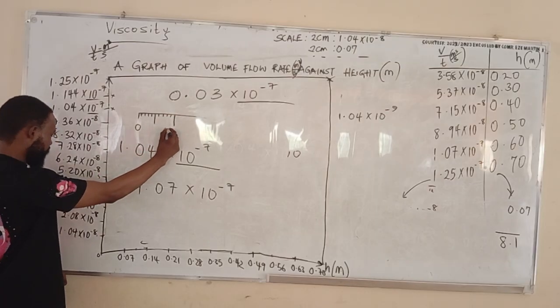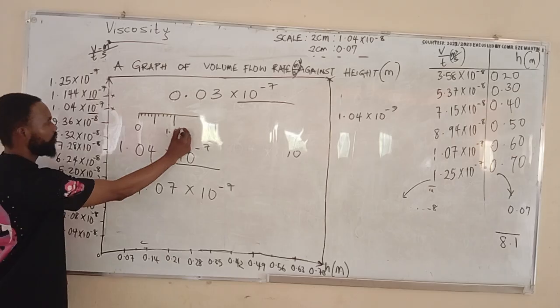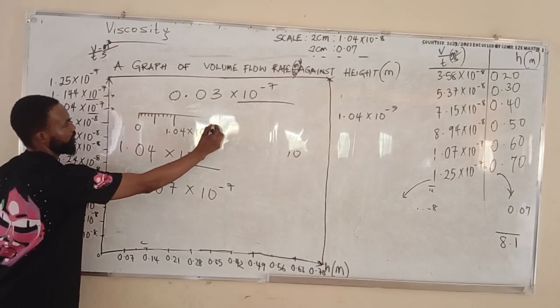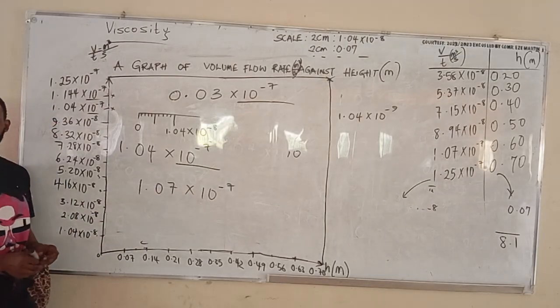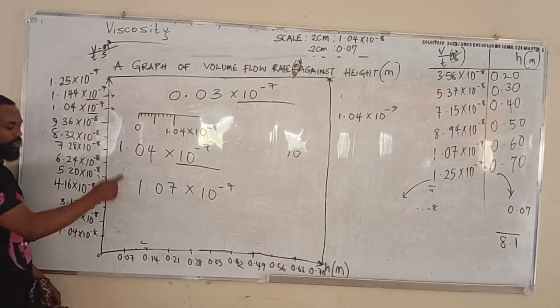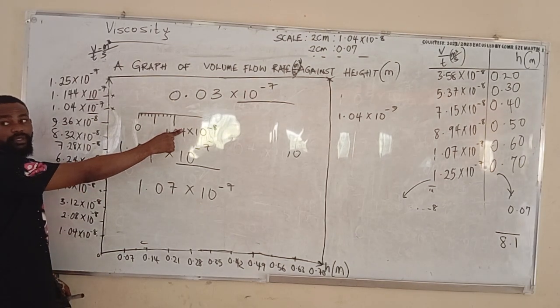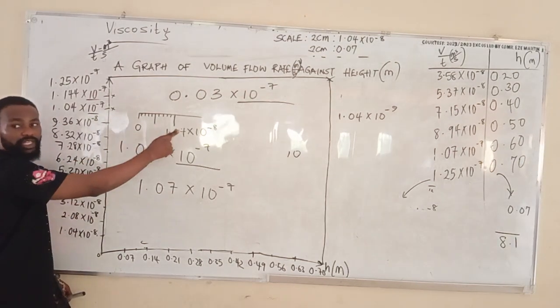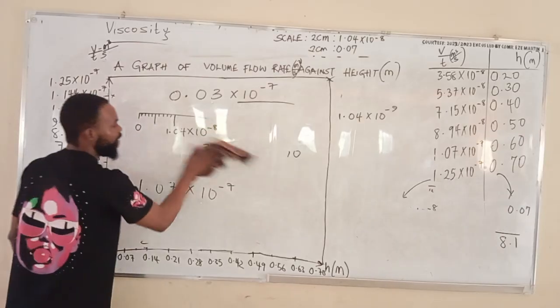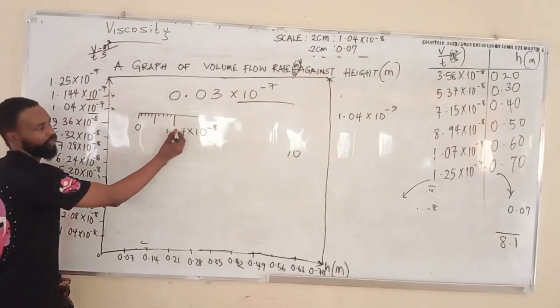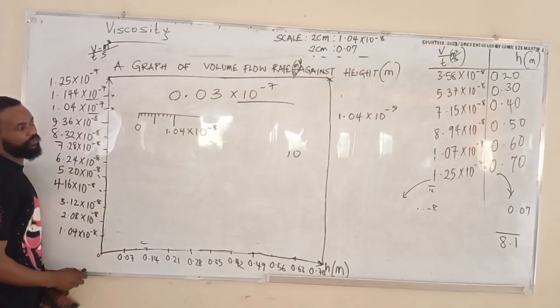Now this is the same thing I'm saying. Do you remember? That is from 0 to this now. It's the same thing as your meter rule, from here to here. What I'm saying is, how do I now get that 0.03 from this?